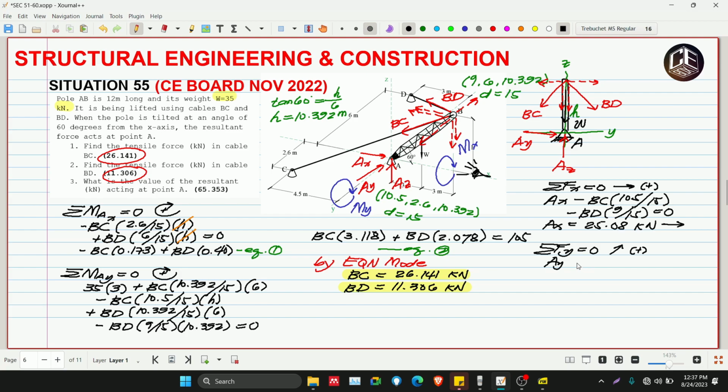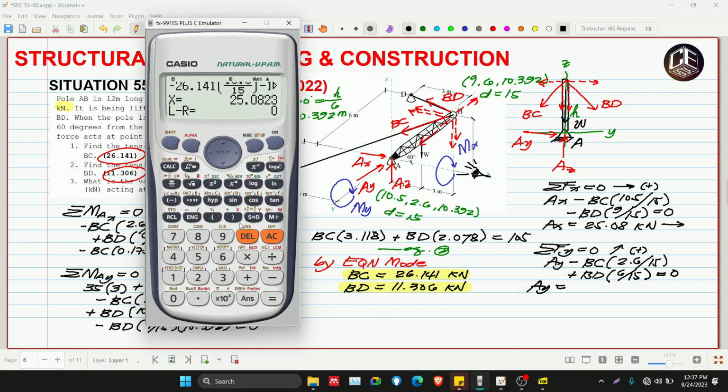So, negative ang BC kasi backward, no? So, BC, and then multiplied by Y. Ang Y niya is 2.6 then over 15. And then BD is to the, or forward, so positive. Ang Y niya ay 6. Ito. Then, over 15 is equivalent to 0. So, makukuha natin ang AY. So, AY, then minus BC, 26.141 multiplied by 2.6 over 15. And then plus BD na 11.306 multiplied by 6 over 15.